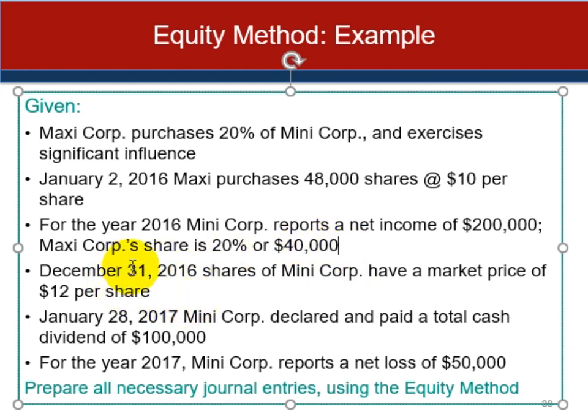And on December 31st, 2016, the shares of Minicorp have a market value of $12 per share, which means we made $2 per share. On January 28th, 2017, they declared and paid a total cash dividend of $100,000, so we got $20,000 from that because we own 20% of the shares. And in the 2017 year, they had a net loss of $50,000. So we need to record all of these things using the equity method.